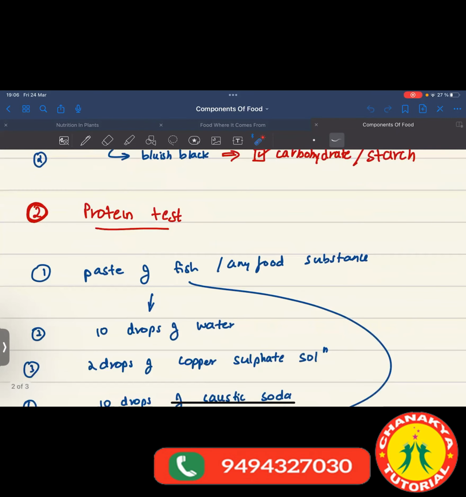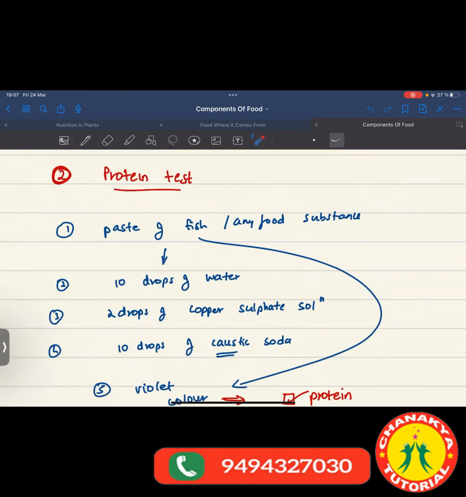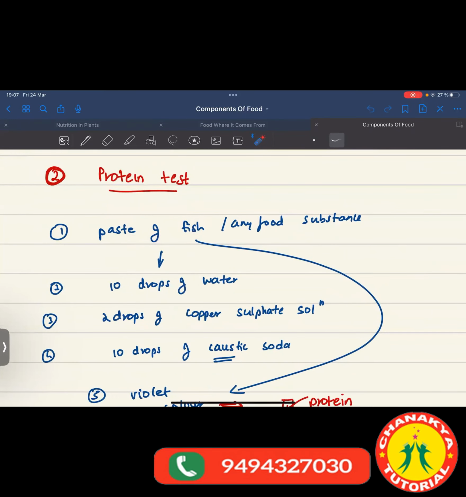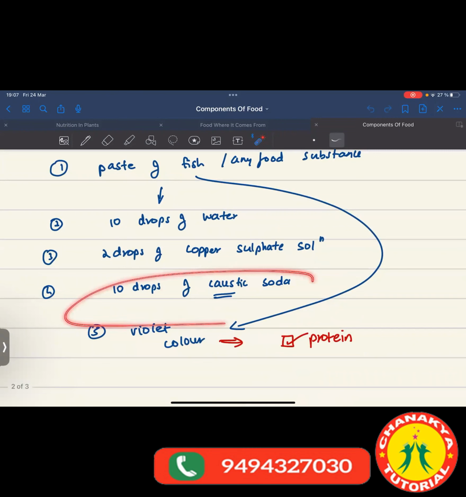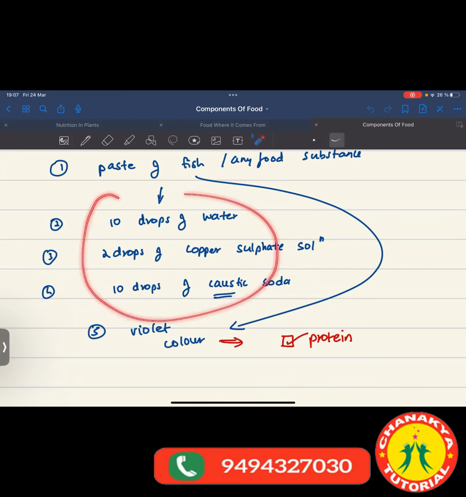So how will you find if protein is there or not? Again, take the food substance. Here I've taken fish. You make a paste out of it. You won't simply use the raw fish; grind it and make it into a small paste, add 10 drops of water, 2 drops of copper sulfate solution, and again 10 drops of caustic soda. Caustic soda is nothing but baking soda, the soda that is there in your kitchen. If you use all these substances on top of the food, it becomes a violet color. If it becomes any other color than violet, that means there is no protein. If it becomes violet, that means there is protein.